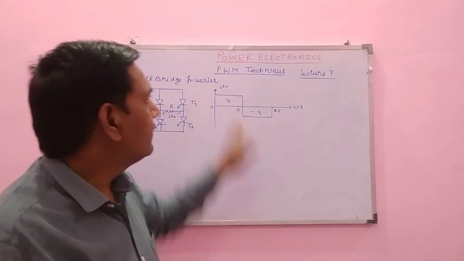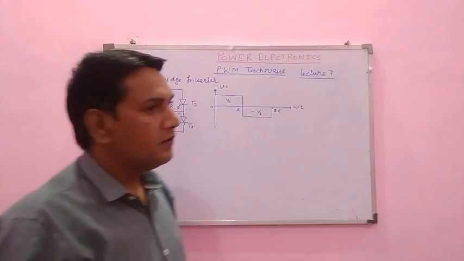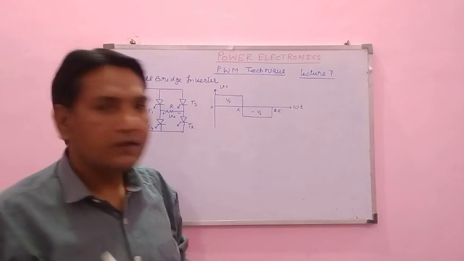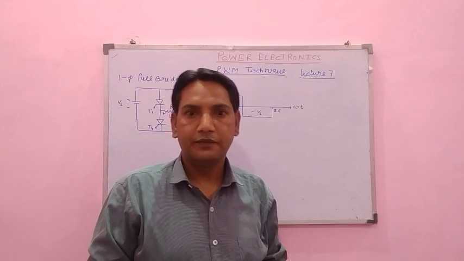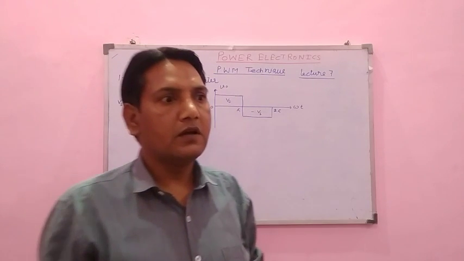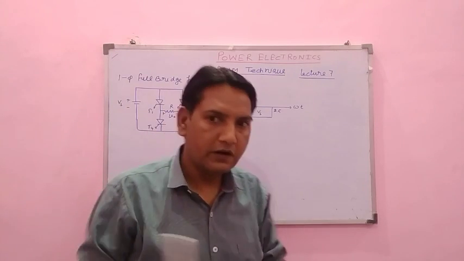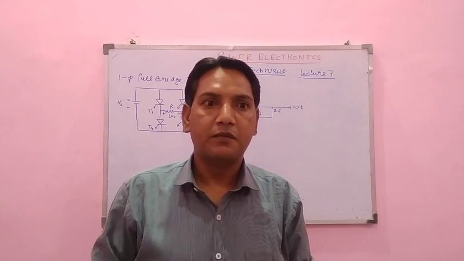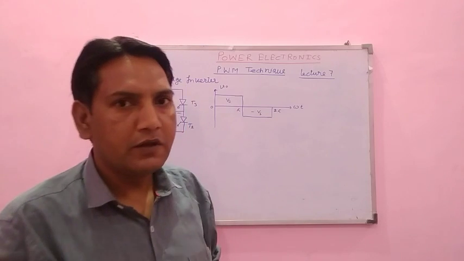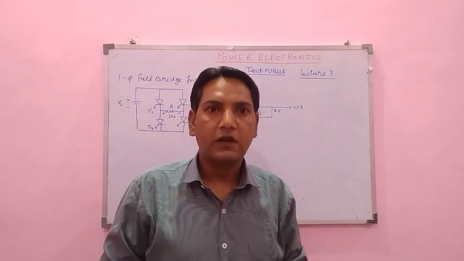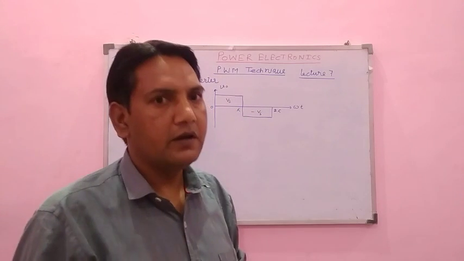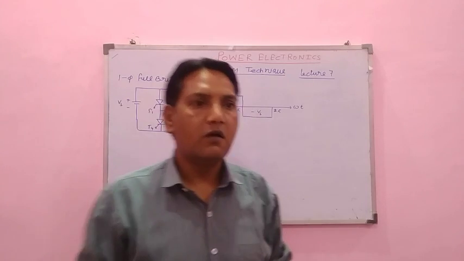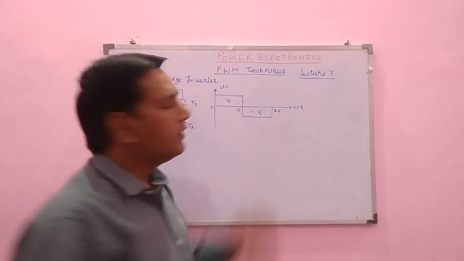Lecture number 7 in Power Electronics, that is PWM technique. Till today we have covered, in the last 6 lectures, single phase inverters, and we have discussed the types of single phase inverter as voltage source inverter and current source inverter. Along with that, we have discussed half bridge inverter with resistive load and inductive load, and full bridge single phase inverter with resistive load and inductive load. In 3-phase inverter, we have covered 180-degree mode of operation and 120-degree mode of operation of 3-phase inverter. Now, the next lecture that is very important, that is PWM technique.